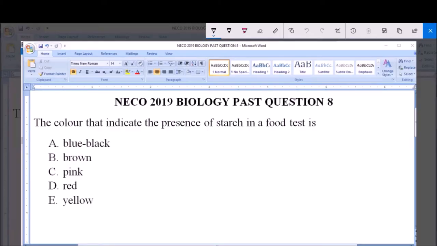Hello, good day and welcome. I'll be answering NECO 2019 Biology Past Question 8. The color that indicates the presence of starch in a food test is A. Blue black, B. Brown, C. Pink, D. Red, and E. Yellow.